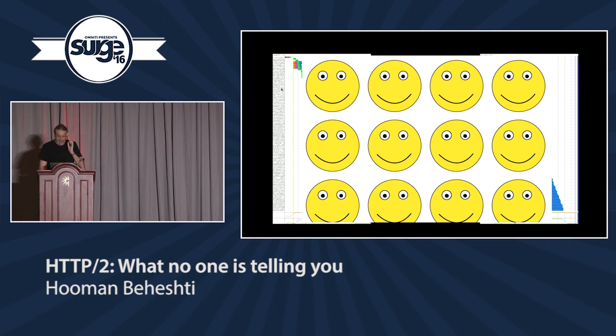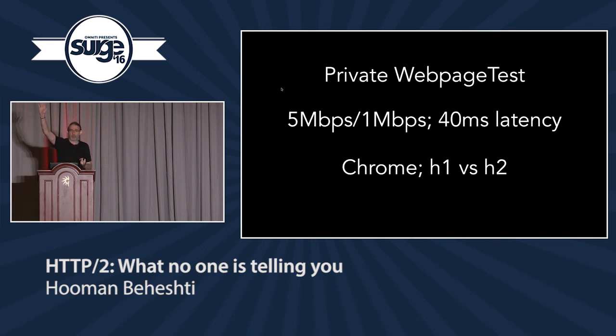So to do this test, I used web page test. How many people are familiar with web page test? Thank you. Great. If you're not, please familiarize yourself with it. It's basically a synthetic testing tool that emulates real-world conditions. I used the default profile for web page test, which is 5 megs of download bandwidth, 1 meg of upload bandwidth. And I used 40 milliseconds of latency because roughly in the US, 40 milliseconds is the median across a whole bunch of CDNs. I used Chrome, and the idea was to test H1 versus H2.